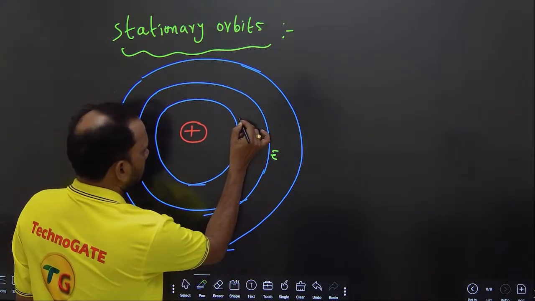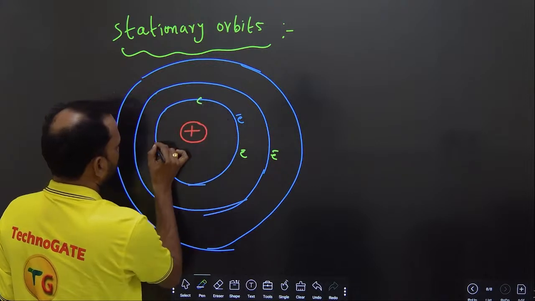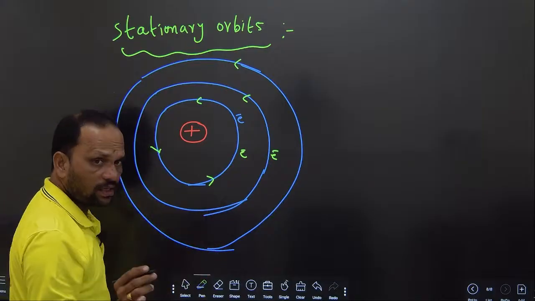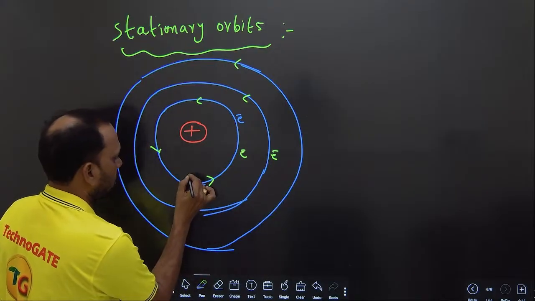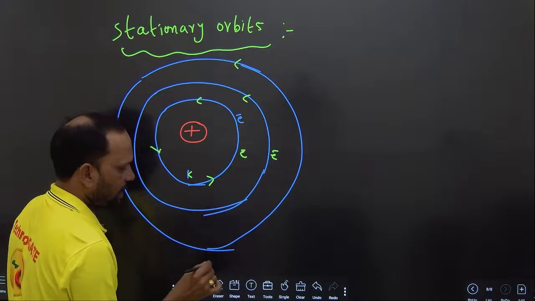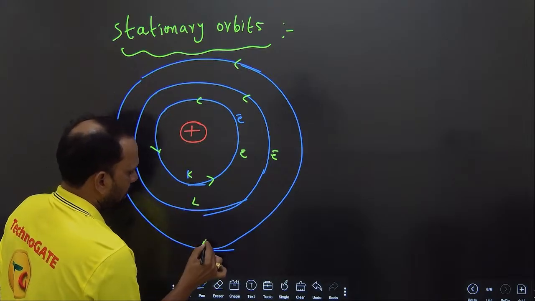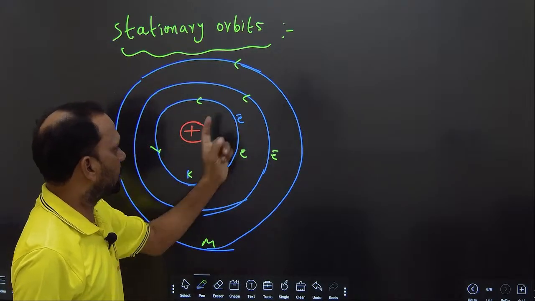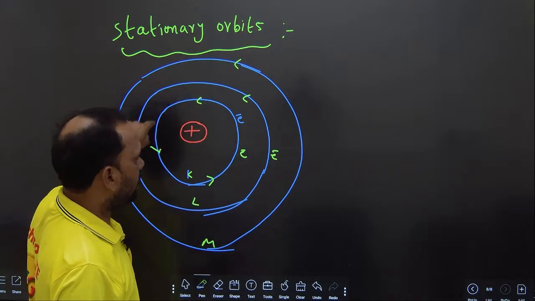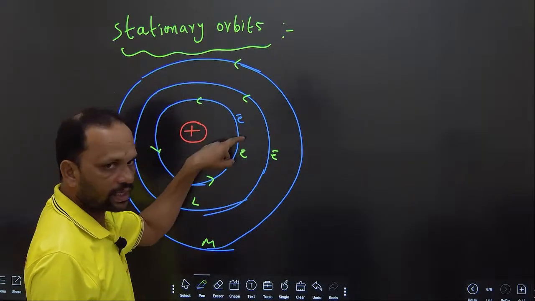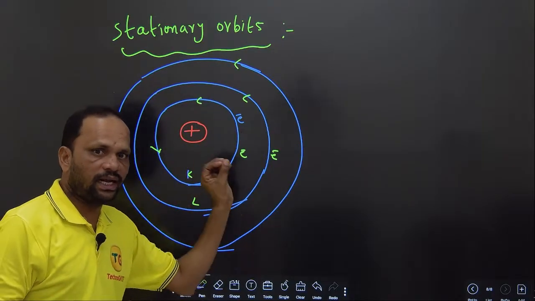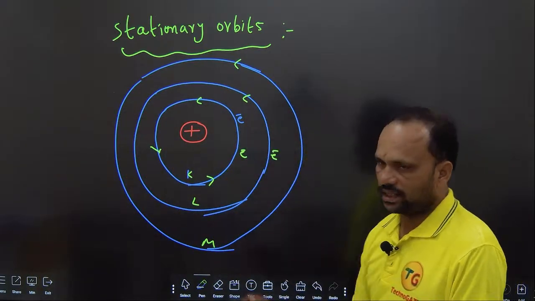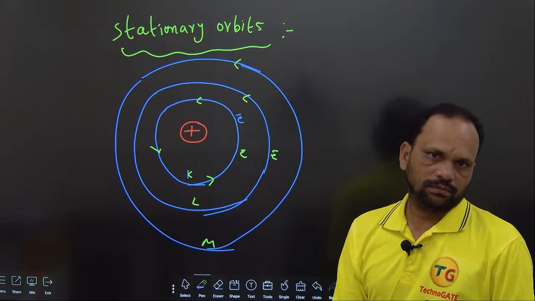So here, this electron is rotating in this direction, in this form. We can call these shells, with principal quantum numbers K shell, L shell, M shell and N shell. So these are called stationary orbits. While rotating in a stationary orbit, the electron doesn't radiate any energy. It has some particular energy, but it doesn't emit energy.